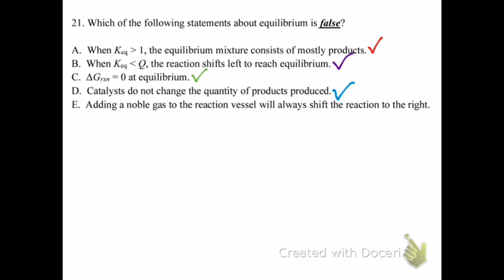And then finally, adding a noble gas to the reaction vessel will always shift the reaction to the right. That's just a silly statement that involves science words. That's not true at all, even though it has science words in it. So this is the false one, choice E.